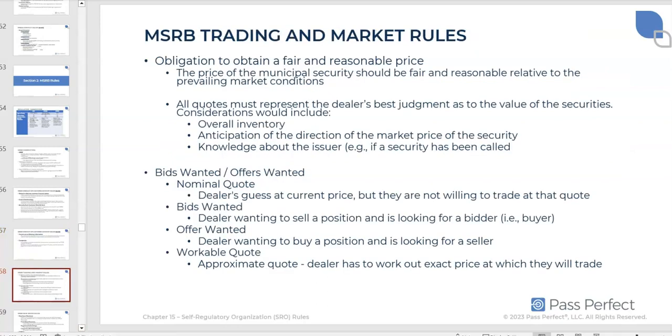As always, of course, one thing that regulators want to see is a fair and reasonable price, fair trading practices.